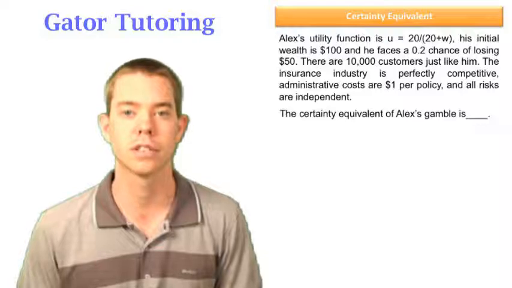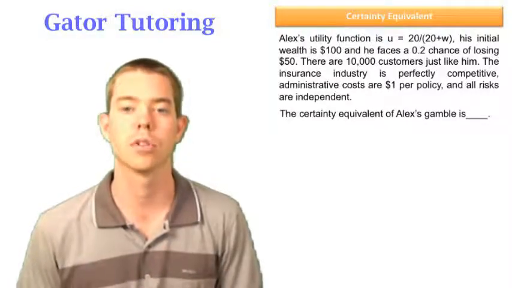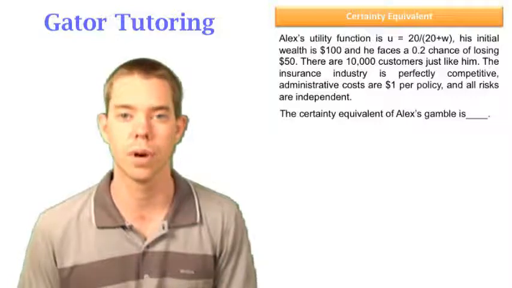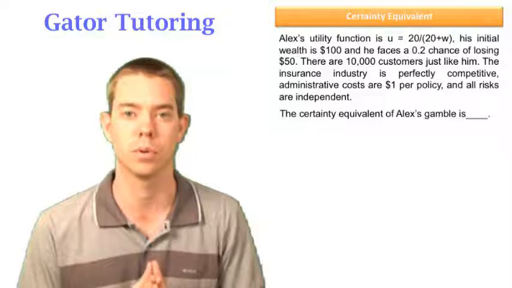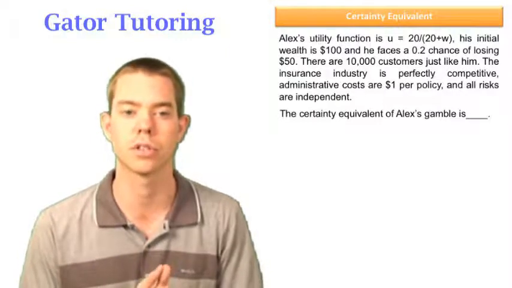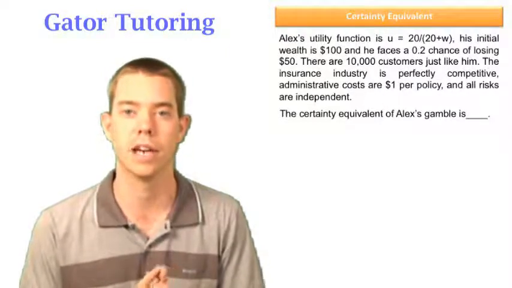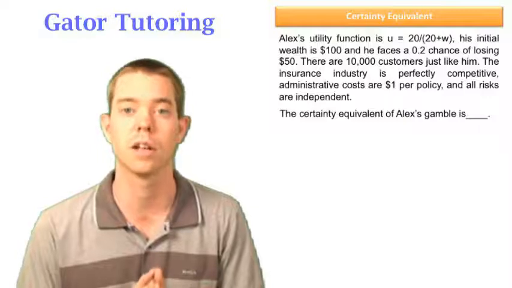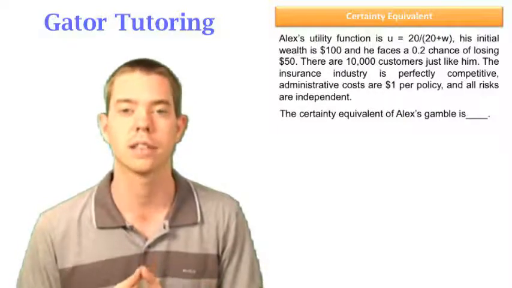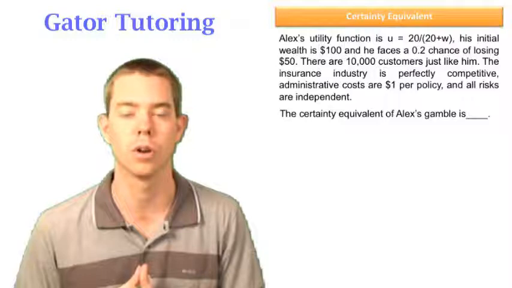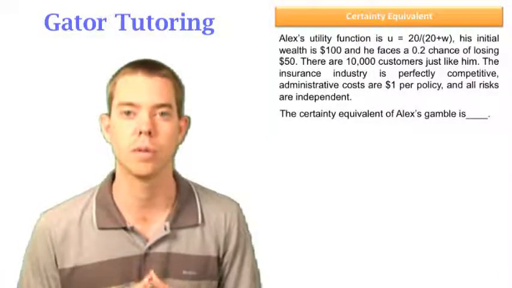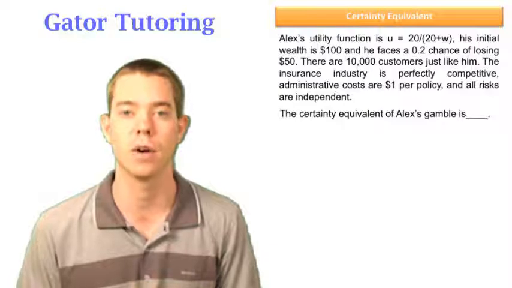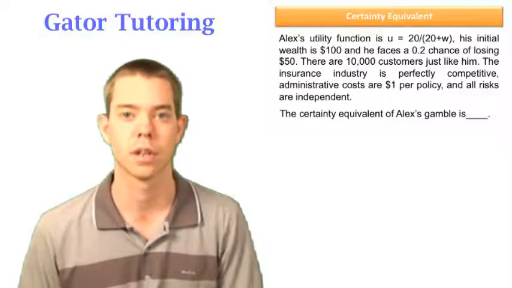The first question says, the certainty equivalent of Alex's gamble is blank. Well, remember, the certainty equivalent is the single amount of wealth that Alex would accept in exchange for his gamble. So his gamble was a 20% chance of ending up with $50 because he's losing $50 and he started with $100. And it's an 80% chance of keeping all $100. So that's his gamble. Well, the certainty equivalent is a single amount of wealth that he would accept right now and not have to take any of those risks.